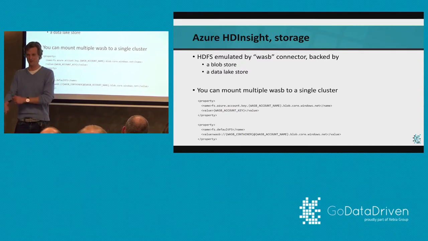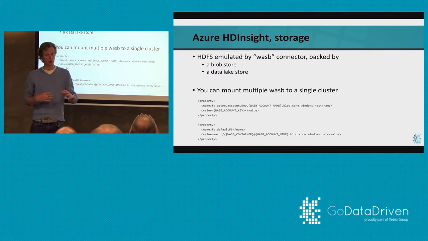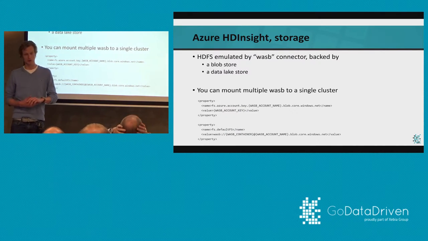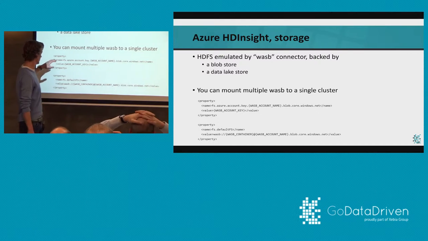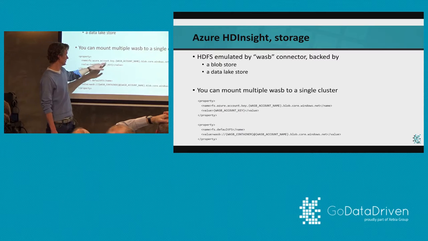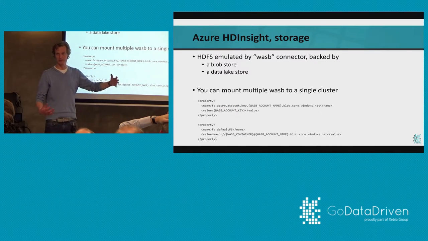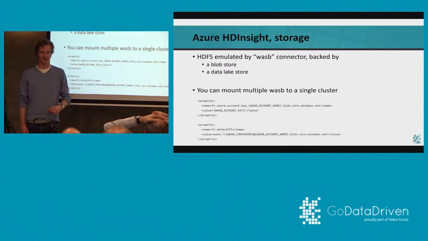Oh, sorry, that was a missing part. But you can mount multiple of these WASBs to a single cluster. So depending, more or less, this is like the site XML. And you basically define the different connections to the different blob storages.